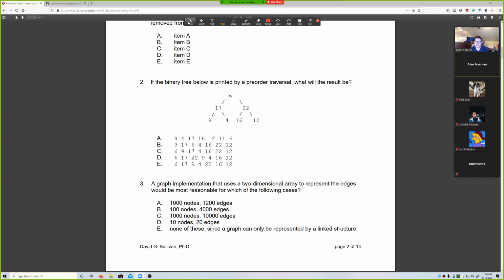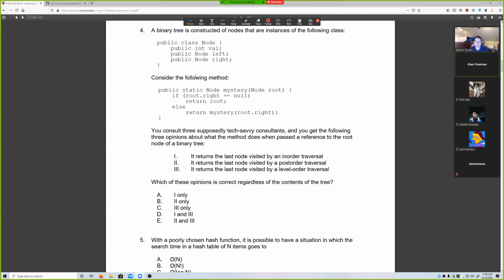A binary tree is constructed of nodes. So they didn't use generics. They just have a node that holds an integer and a left and right. Consider the following method. Public static node mystery, which takes in a root node. If root.right is equal to null, return root. Otherwise, return mystery of root.right.